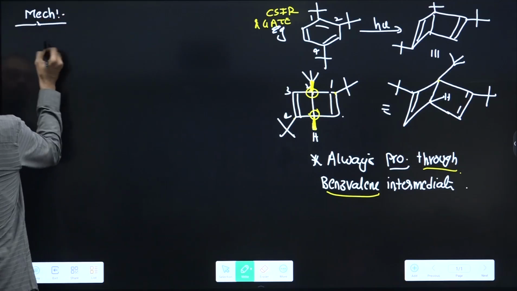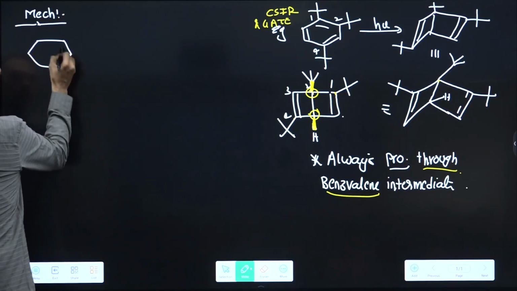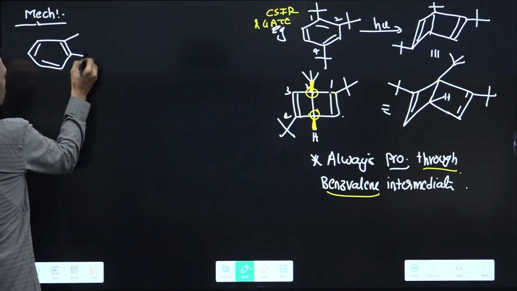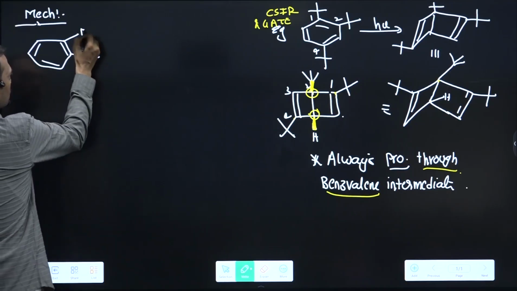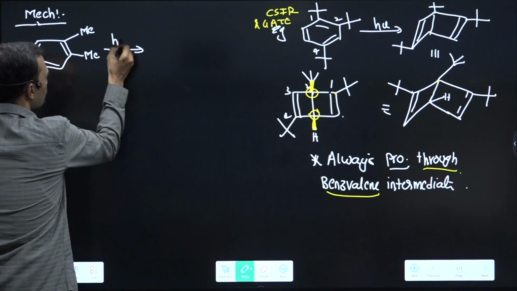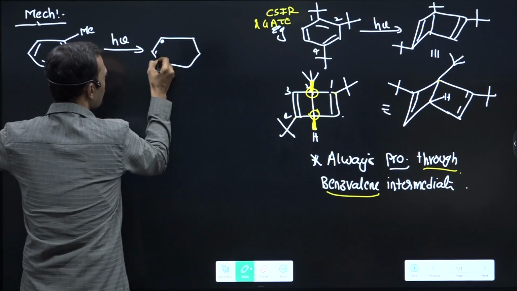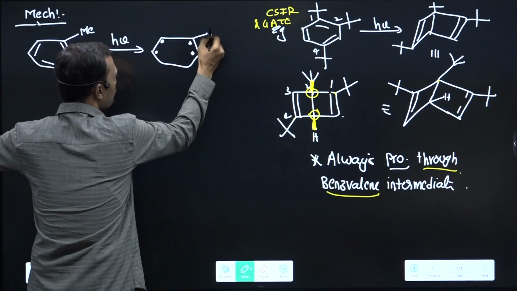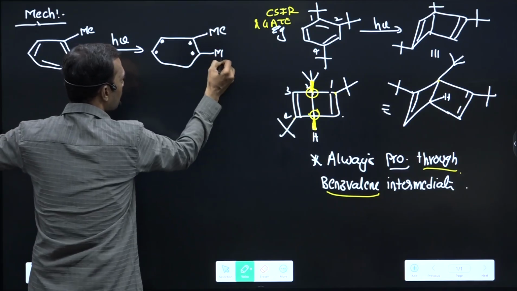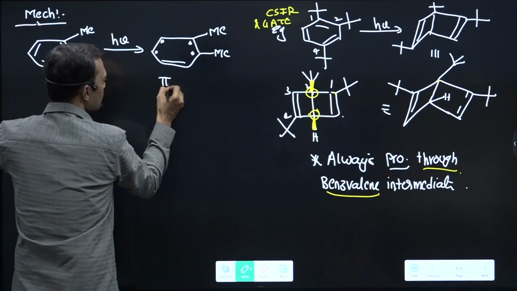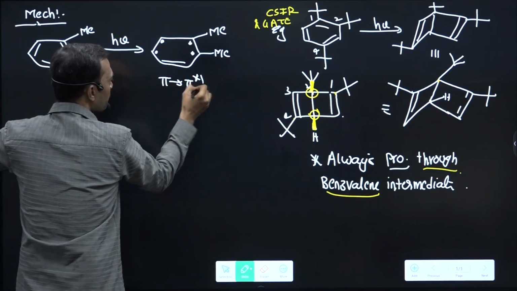See the mechanism. Here double bond and I am writing two methyls. Here Me and this is Me. Photochemical irradiation. Now I am writing 4 electrons over here like this. It is photochemically activated. Me and this is double bond. So what is the reaction state? Pi to pi star singlet.